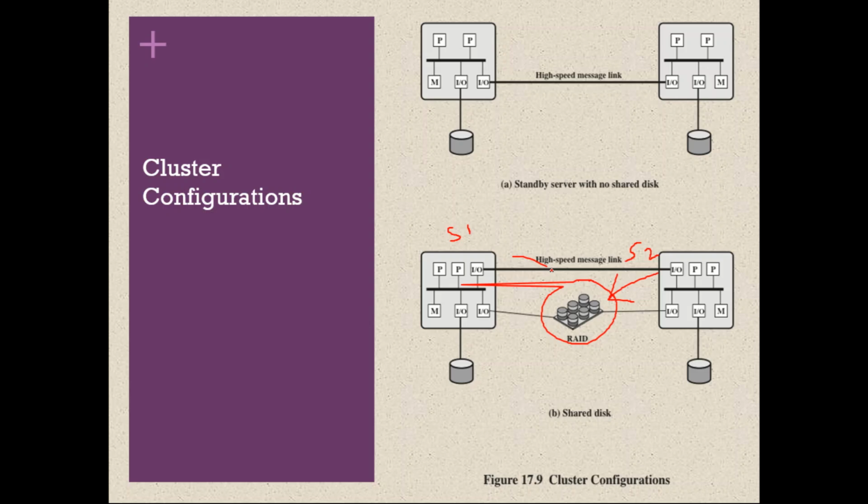Okay, they both have access, but that doesn't mean that both of them can access at the same time. The definition we gave for simultaneous access is that both of them have the right to access, but they cannot access at the same time. There will be some lock mechanism.